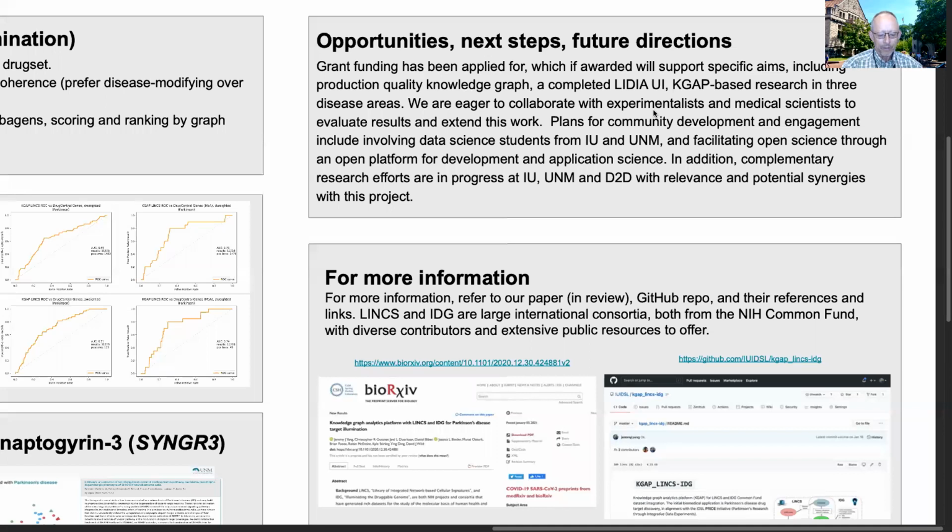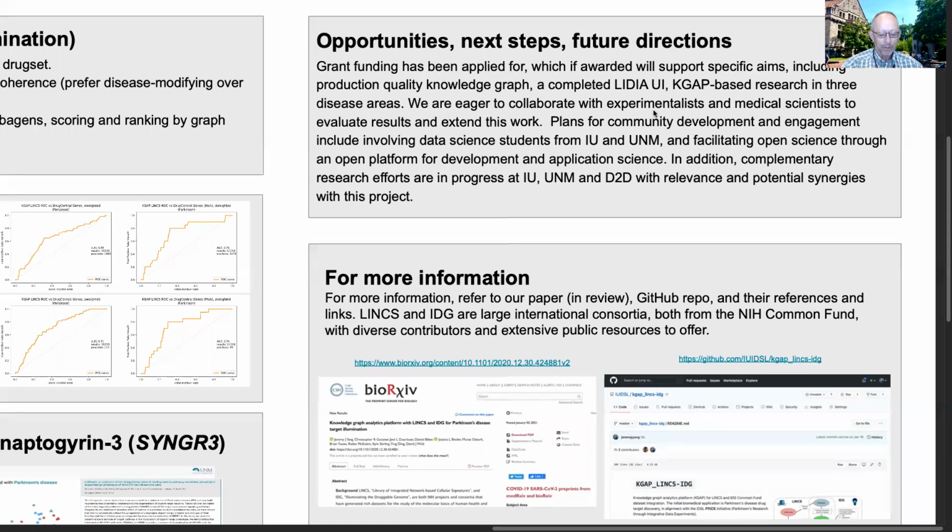Regarding next steps and future directions, if grant funding is awarded, this will support specific aims, including production quality knowledge graph, a completed Lydia, and KGAP-based research in 3 disease areas. We're eager to collaborate with experimentalists and medical scientists to evaluate results and extend this work. Plans for community development and engagement include involving data science students from IU and UNM, facilitating open science through an open platform for development and application science.